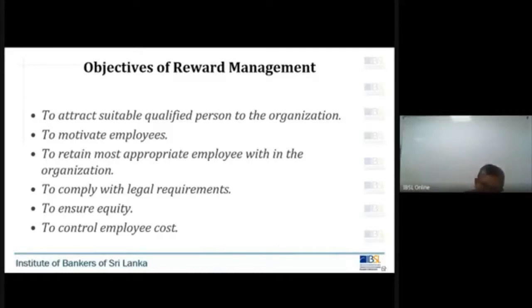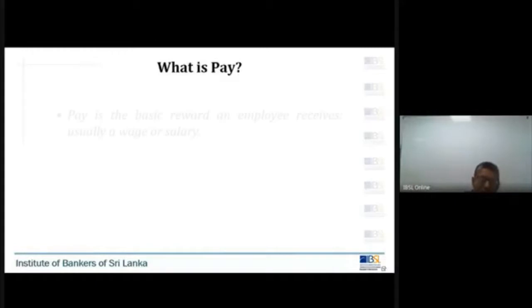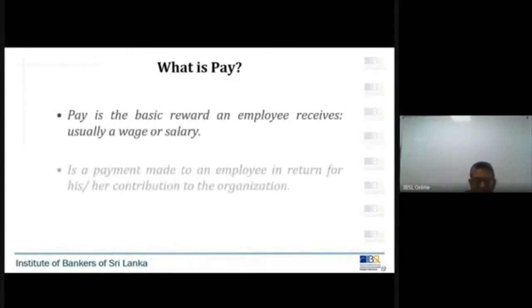Now let's look at it. What is pay? Right now, there are two things. Pay is the basic reward an employee receives, usually a wage or salary, right? It is a payment made to an employee in return for his contribution to the organization. You receive this pay as payment for the contribution you have made, right? Pay may be wage or salary.